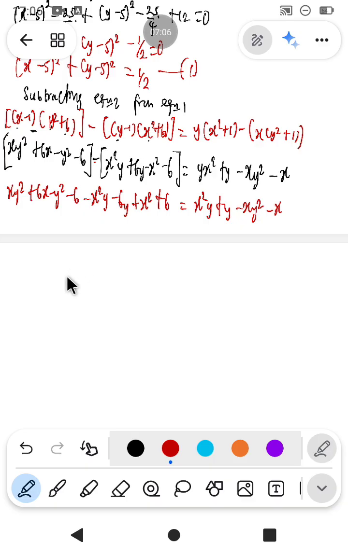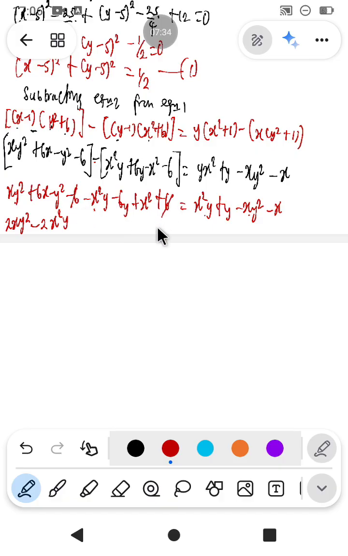Okay, guys, so now let's collect like terms. What do you notice? We have xy squared, and this is negative xy squared. So if you add xy squared to both sides, we're going to have 2xy squared. That's pretty cool. Then look at this negative x squared y and x squared y. If you subtract x squared y from both sides, we're going to have negative 2x squared y.